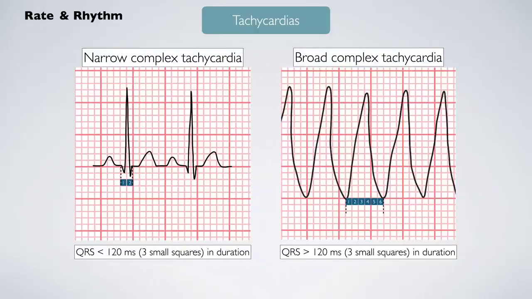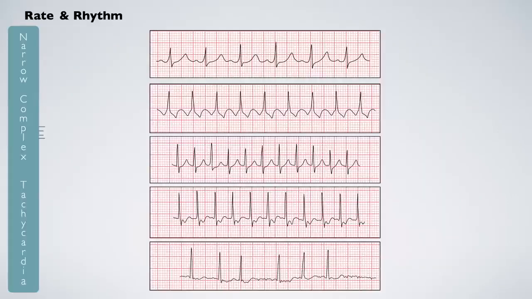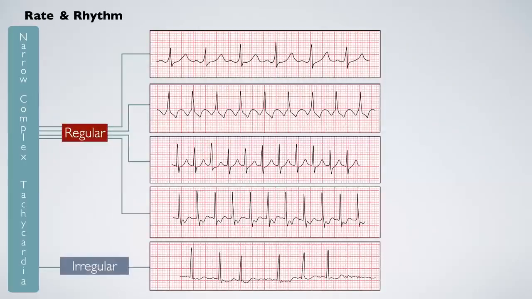Let's take a look at the narrow complex tachycardias. So all of these have a rate greater than 100 beats per minute, and they will have narrow QRS complexes. By identifying a few simple features, you'll be able to clinch the diagnosis. If the rhythm is regular, the P waves are upright, and a single P wave precedes each QRS complex, you have a sinus tachycardia. If the rhythm is regular and sawtooth-like flutter waves are present, this is atrial flutter.